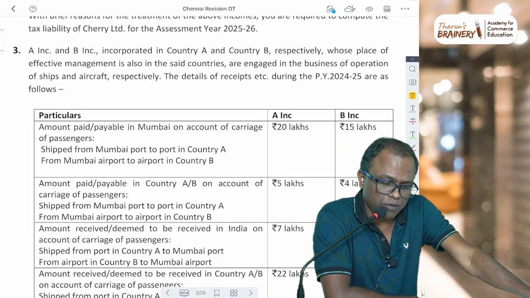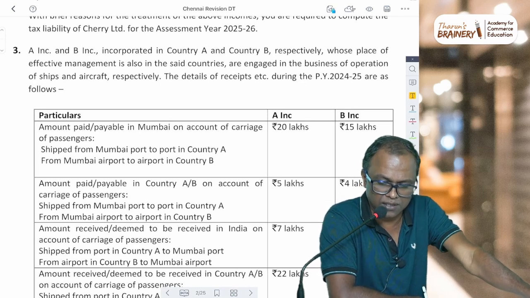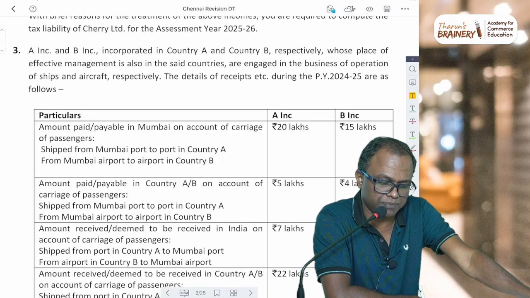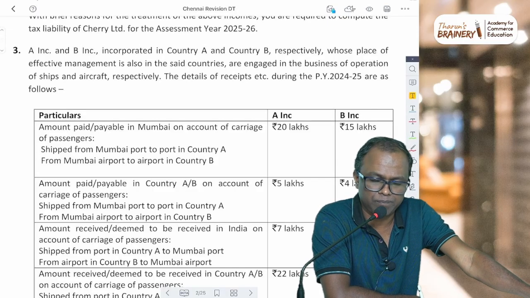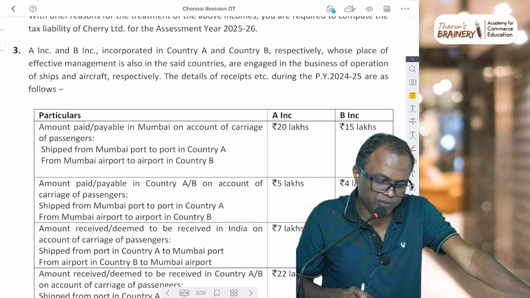A Incorporation, B Incorporation, incorporated in country A and country B respectively, whose place of effective management is also in the said country, so non-resident, are engaged in the business of operation of ship and aircraft. Remember, A Incorporation is ship, so 44B, and B Incorporation is 44BBA. The details of receipts etc. during the previous year 24-25 are as follows.